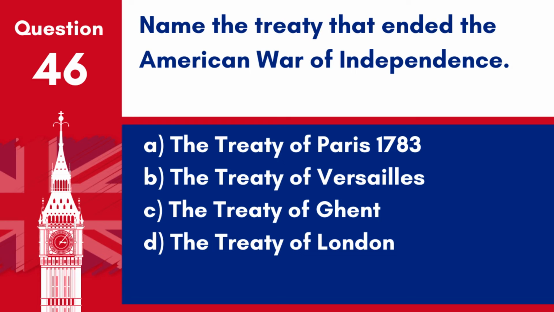Question 46. Name the treaty that ended the American War of Independence. A. The Treaty of Paris, 1783. B. The Treaty of Versailles. C. The Treaty of Ghent. D. The Treaty of London.